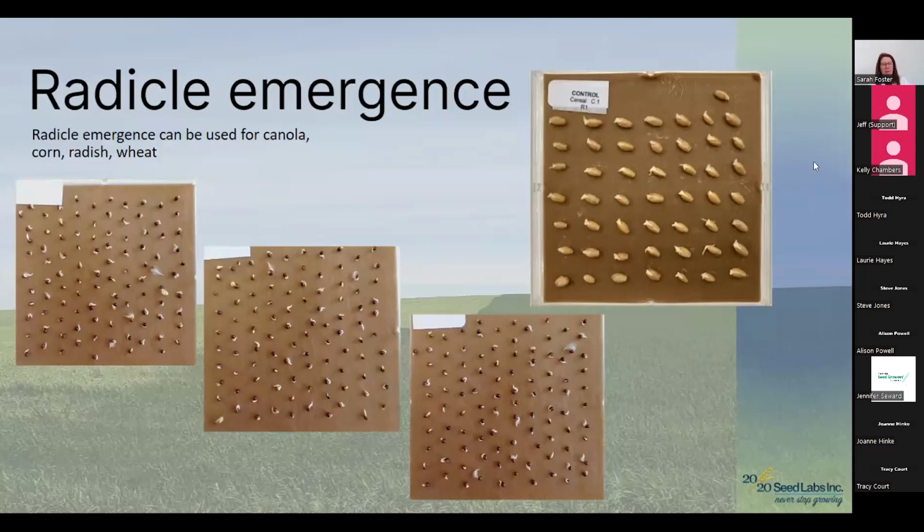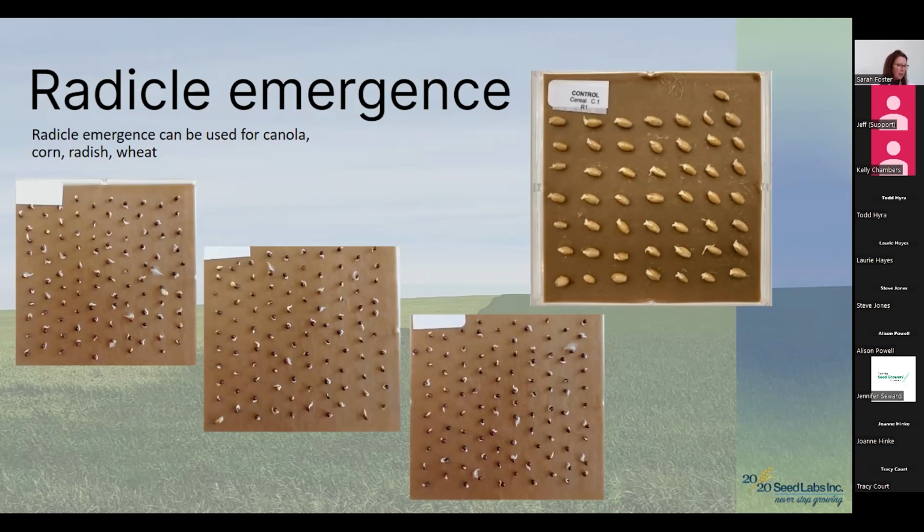And then, as Steve had said, radicle emergence. This is a new test that's been introduced recently. It's been used on canola, corn, radish, and wheat, and I've got experience with it in canola and wheat. What we're looking for essentially is that rapid, uniform germination that happens in a synchronous way, in that every seed is doing the same thing at the same time. It's like the germination test, as Steve said, in that there's no stress on it. What we're looking for is how quickly these seeds can break the surface.